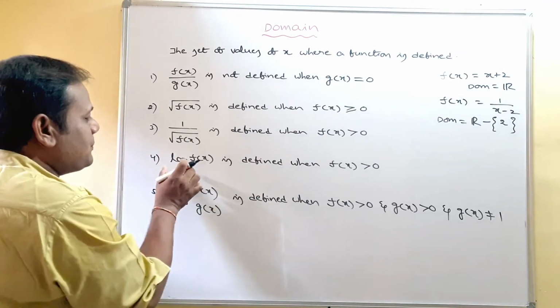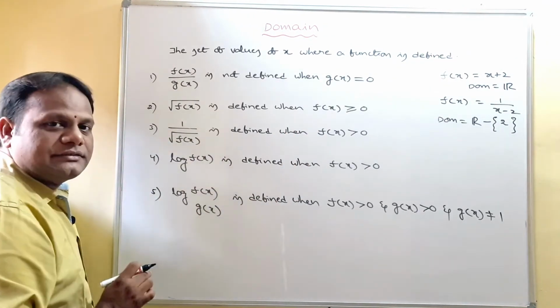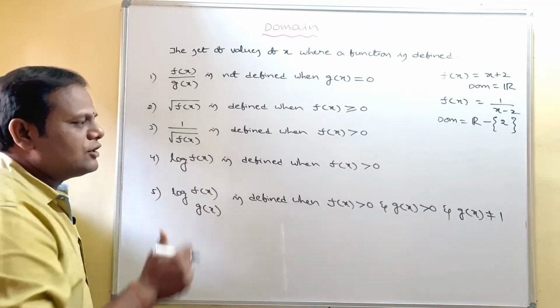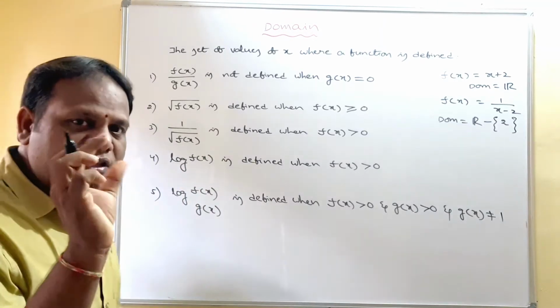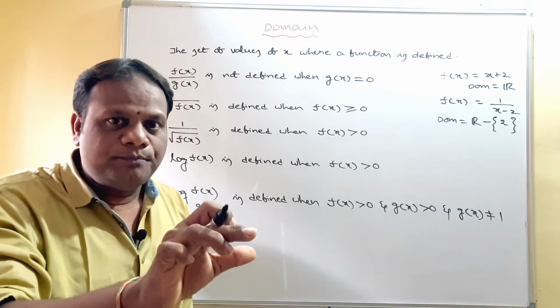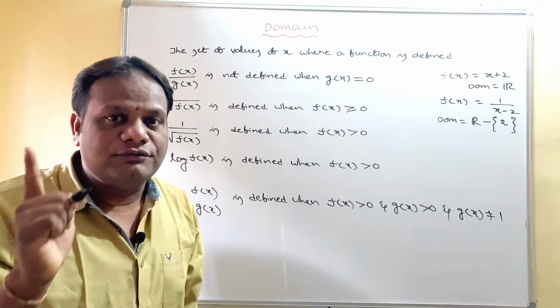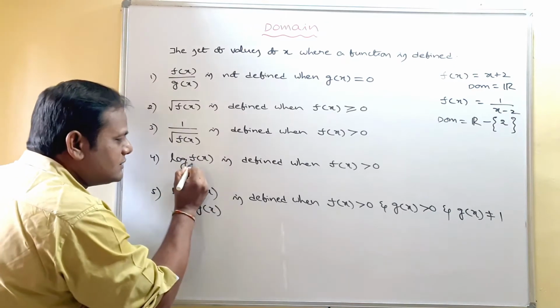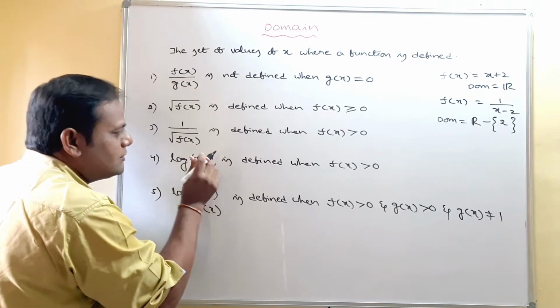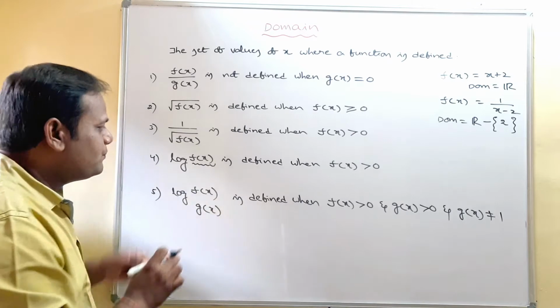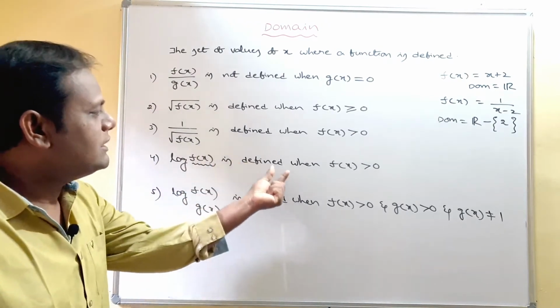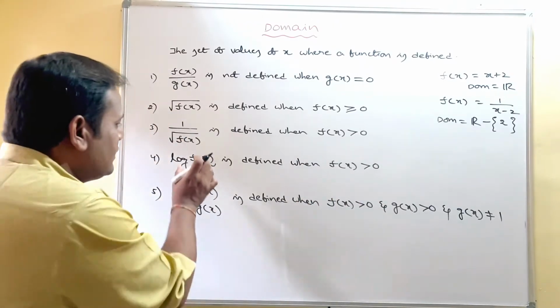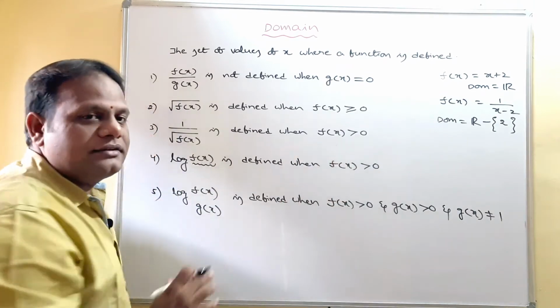Suppose the function is log f of x. When is a log function defined? The input for a log function must be positive, otherwise it is not defined. So here what is input of this log function? That is f of x. So log f of x is defined when f of x is greater than 0.